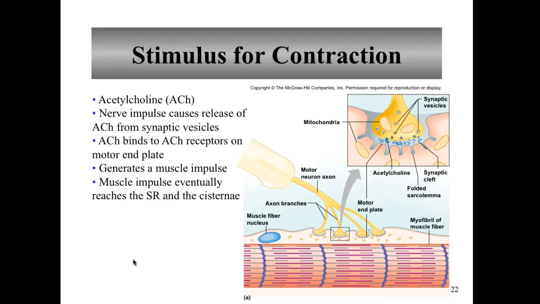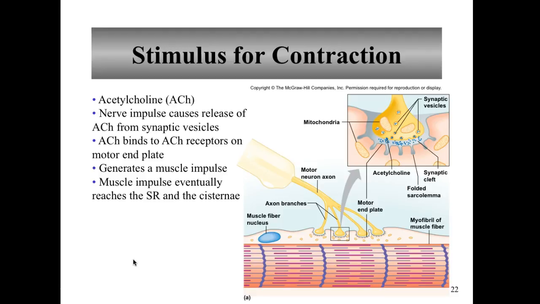When the motor impulse reaches the end of the motor nerve fiber, the membrane is going to be depolarized from negative 70 millivolts to negative 55 millivolts. What happens? At this point, when you depolarize the membrane, you're going to open up gated ion channels, and calcium ions are going to rush in to the motor nerve fiber, and the neurotransmitter acetylcholine is going to be released into that neuromuscular junction. And that process that releases it is called exocytosis.